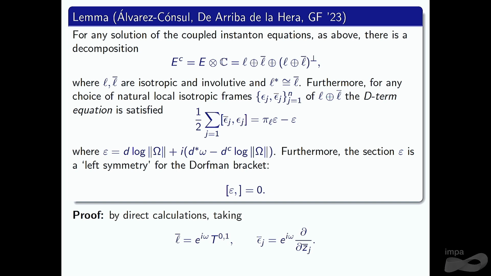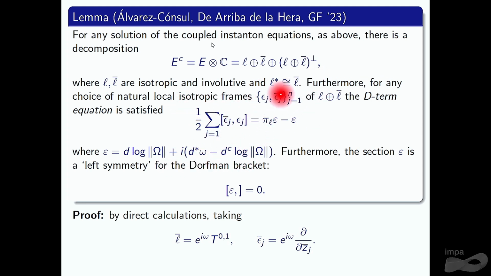First, I need to recast what a coupled instanton means in terms of the Courant algebroid. What does it mean for the geometry of the Courant algebroid? The meaning of this is that you have a symmetry of the Courant algebroid. You have a symmetry for the bracket. So you complexify this. The data of the solution gives you a pair of isotropic involutive subbundles. And then you can cook up a natural distinguished element, a section of the Courant algebroid, given by this equation that we call the D-term equation.